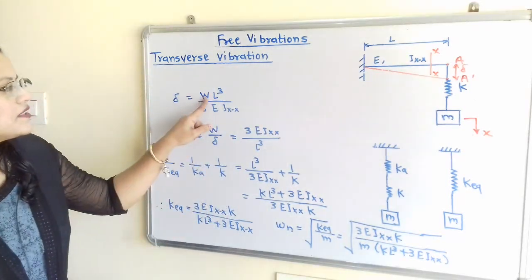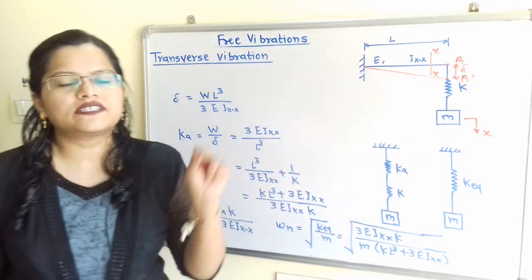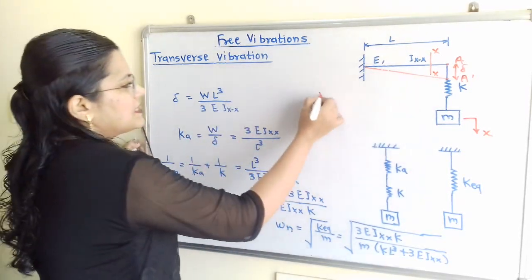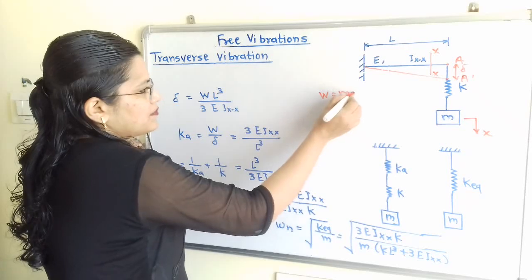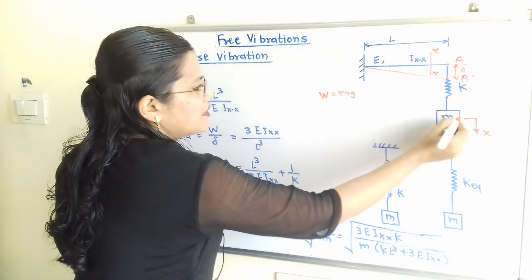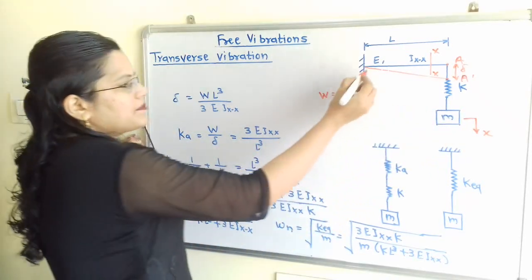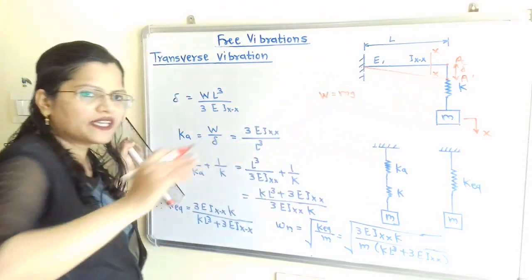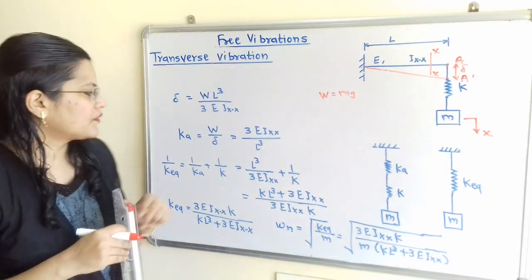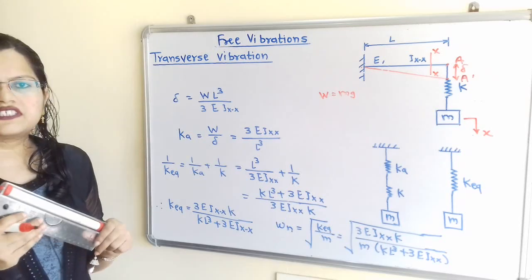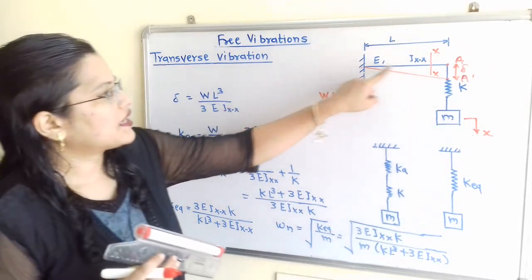Now this W is due to this mass M, so W is equal to mg. We know this relation, W is equal to mg, and it is due to the mass M connected at the end, because the mass of this cantilever beam is given as negligible. Then we will find the stiffness for this cantilever beam.